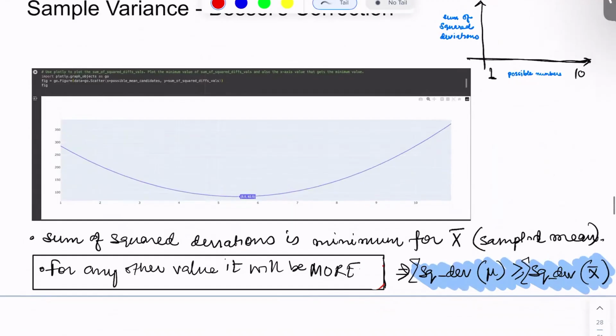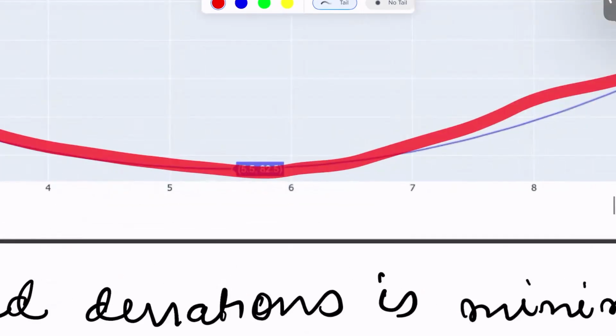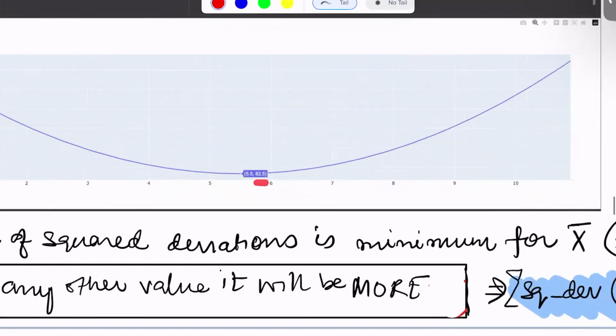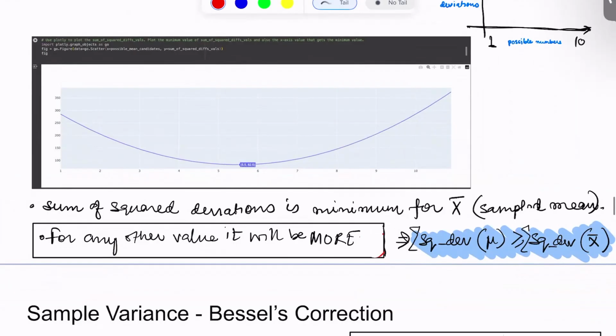We also again had this plot, so this is another way of doing that. When we plotted all the square deviations with respect to m, we got this curve. And if we zoom in a little bit here, we find that the minimum value again is at 5.5, and the value turns out to be 82.5. So what we can infer from these three experiments is the sum of square deviation is minimum for x bar.